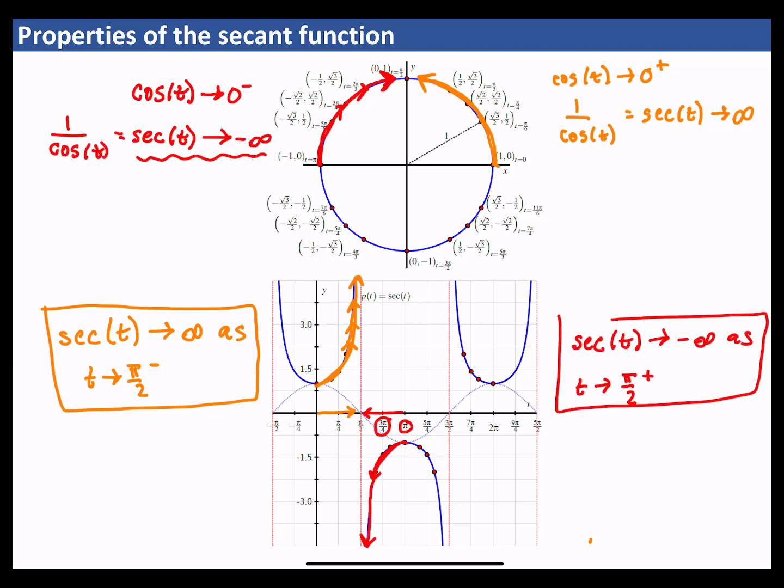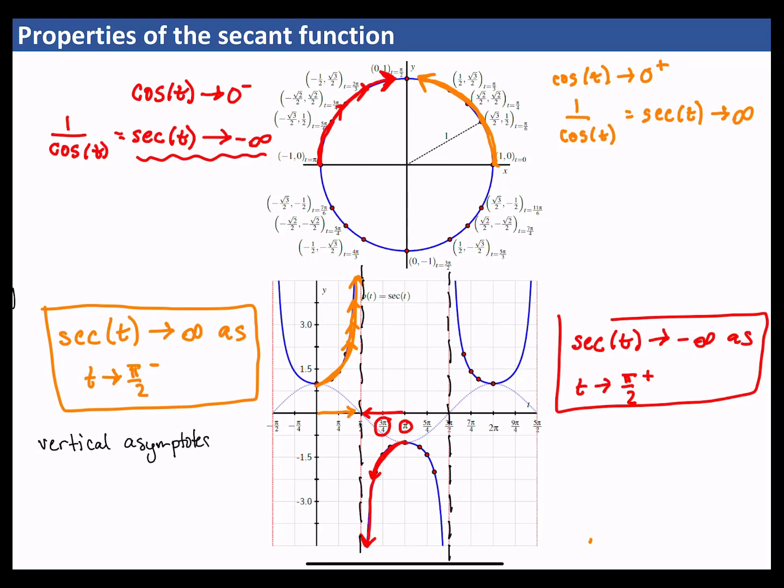This behavior, that the secant function is undefined at t equals pi over 2, is increasing without bound as t approaches pi over 2 from the left, and decreasing without bound as t approaches pi over 2 from the right, results in the secant of t having a vertical asymptote at t equals pi over 2. Similar reasoning could be used to show that there is also a vertical asymptote at t equals 3 pi over 2. And remember, we could repeatedly rotate around the unit circle to create more and more branches of the secant function.